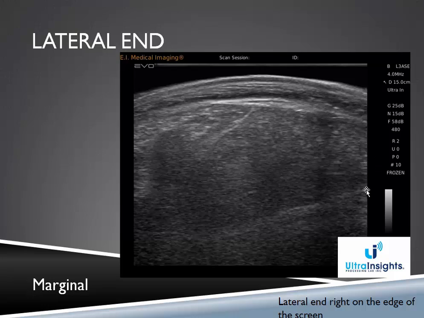You can see what I believe to be the break in the intercostals and the lateral end on the edge of the screen, but it's kind of iffy. So this is an example of an image that would get interpreted and then should be cross-checked by a second set of eyes.